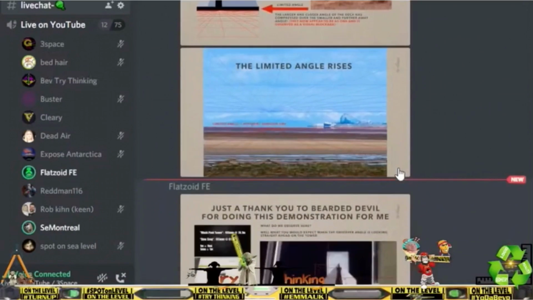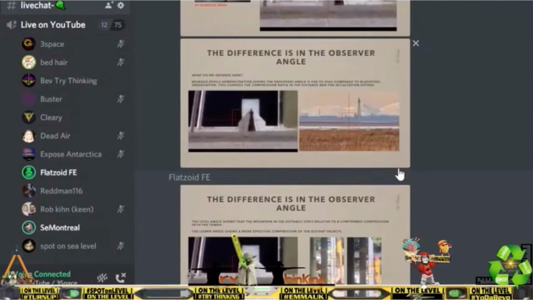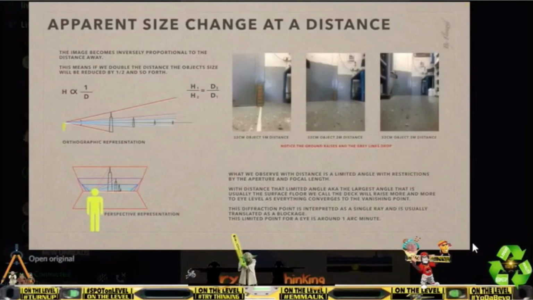Okay, I see, they mixed it up now. Okay. Ready? Well, you tell us which one you want. Okay, go to the second last one. Apparent size change, yeah, at a distance. Okay, you can see it perfect now.